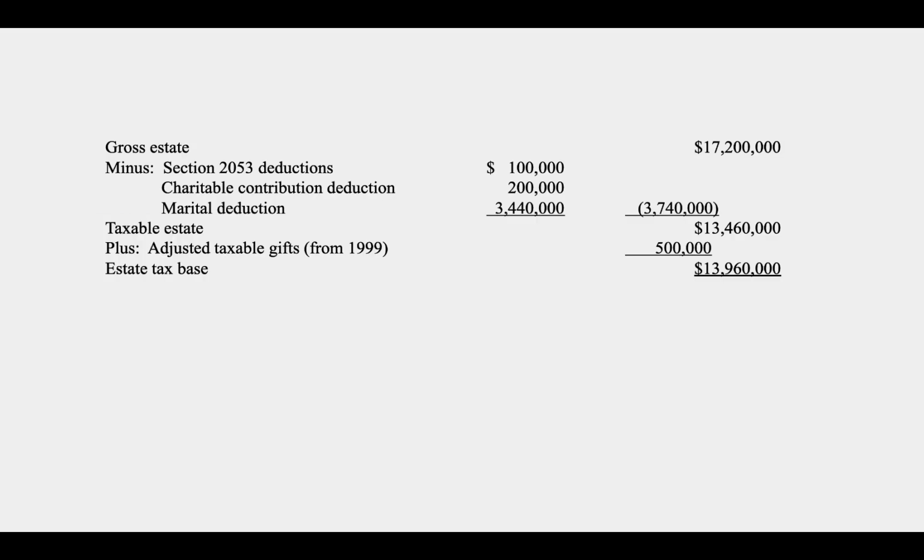All right, so we start with the value of her gross estate, which is given to us. It's $17.2 million. From there, we get to take some deductions. We get to take the 2053 deduction, the charitable contribution deduction, and the marital deduction.